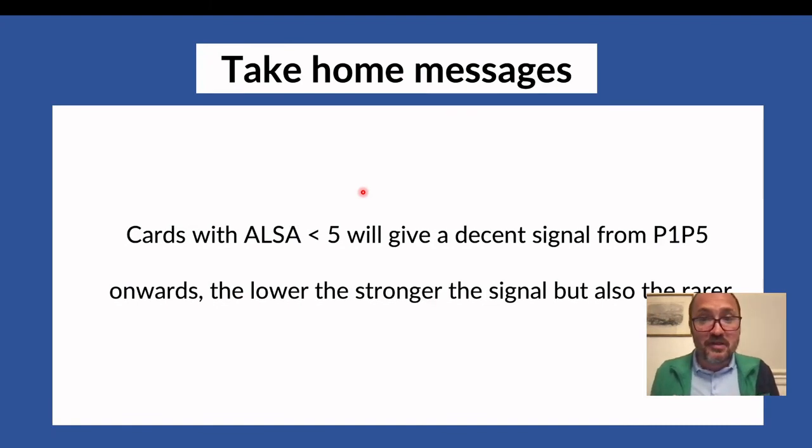Cards with ALSA under 5 will give you a decent signal from pick 1 to pick 5 onwards. The lower the ALSA, the stronger the signal, but also the rarer it will happen. Oh, what a beautiful sentence. I'm so proud of myself for not being able to write a coherent sentence, even though I tried to reduce my writing to the minimum in this presentation. I still managed to create this monstrosity. But the lower the ALSA, the stronger the signal, but of course it will happen more rarely. So there's always a trade-off. Strong signal, rarer. Weaker signal, more common, but less telling. That's what we get.